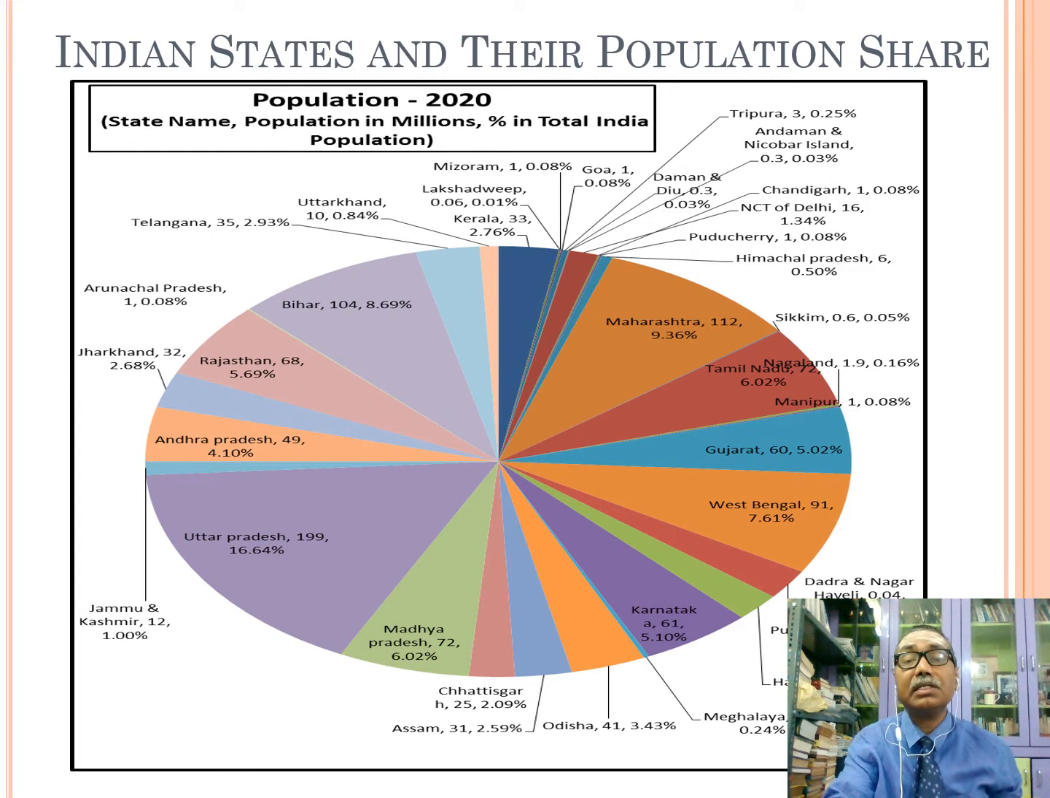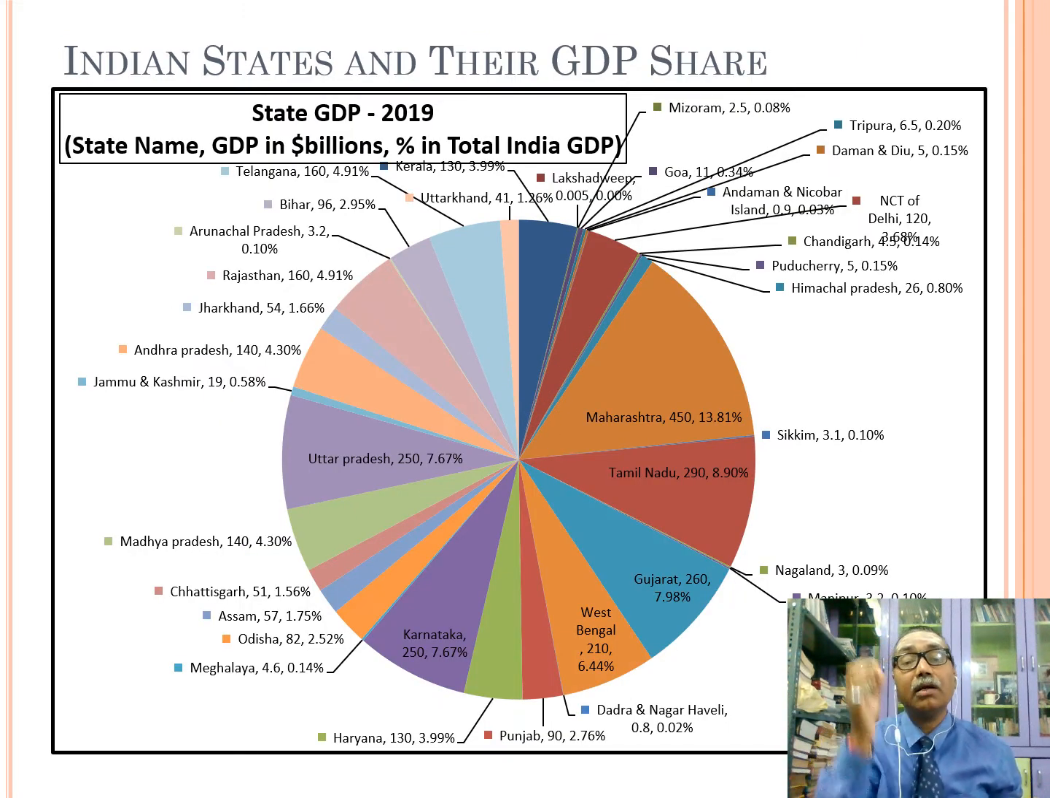See this GDP share on the next slide. Uttar Pradesh contributes 7.6% to Indian GDP. Maharashtra contributes 13.81%. One characteristic I observed is that Maharashtra, Tamil Nadu, and Gujarat contribute more GDP than their population share. For example, Tamil Nadu has a 6% population share, and they have an 8.9% GDP share.